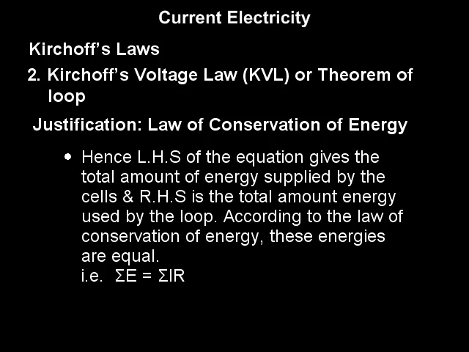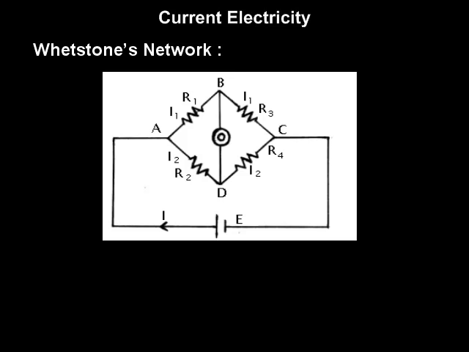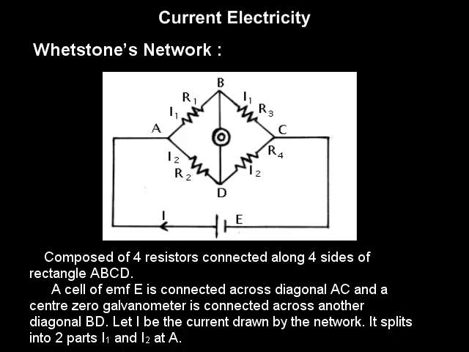Hence, the law is proved. One of the important concepts in this chapter is Wheatstone's network. The figure shows a Wheatstone's network composed of 4 resistors connected along 4 sides of rectangle ABCD.